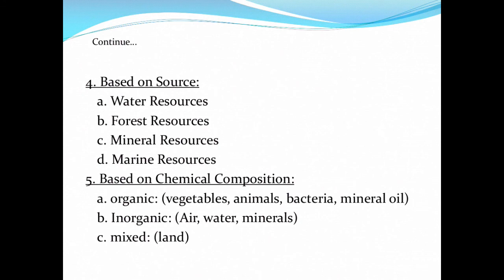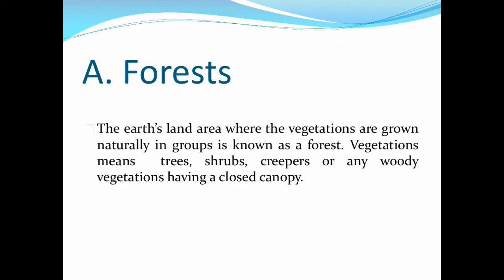Land has multiple materials. It consists of organic as well as inorganic. Soil is a material which is inorganic, but it has lakhs of bacteria in it. So that is an example of a mixed type. And as you know, organics are vegetables, animals, bacteria, and mineral oils like crude oil, etc. Inorganics are air, water, and minerals.